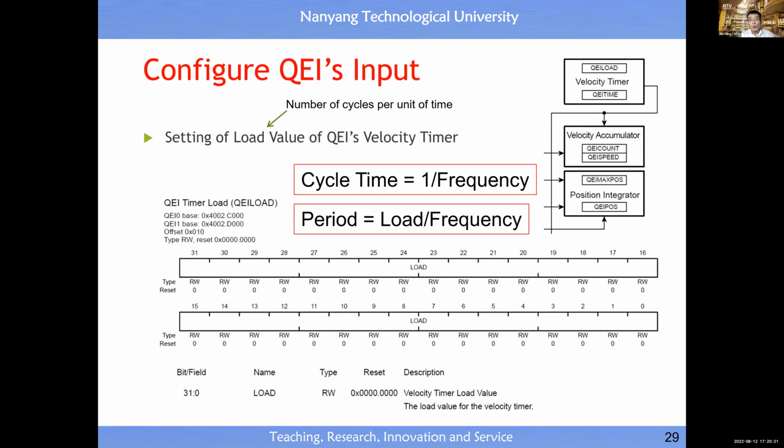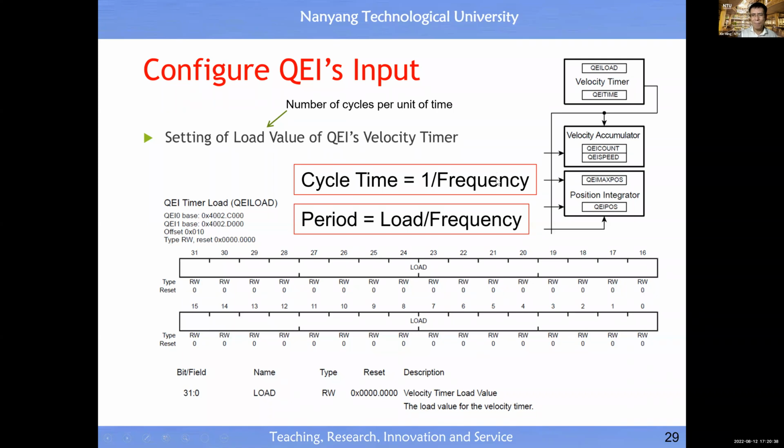The person has to decide the observation time window. The time window is in terms of the number of cycle times per unit of time. Unit of time means 1 second, right? And what is cycle time?